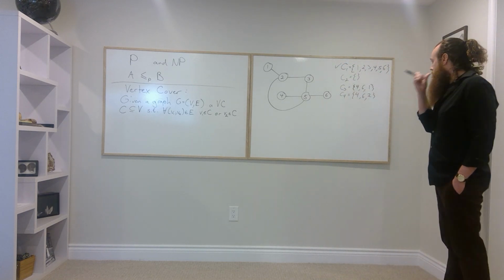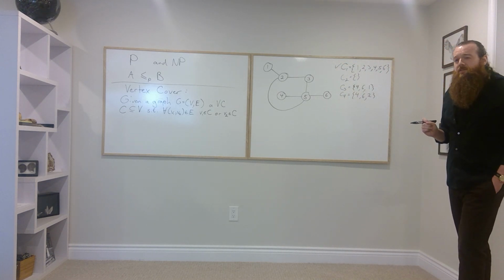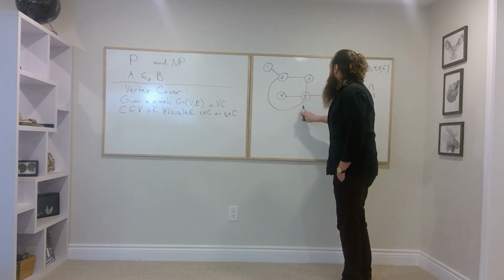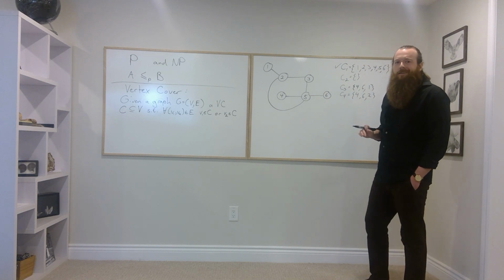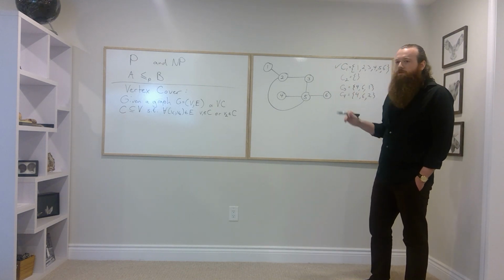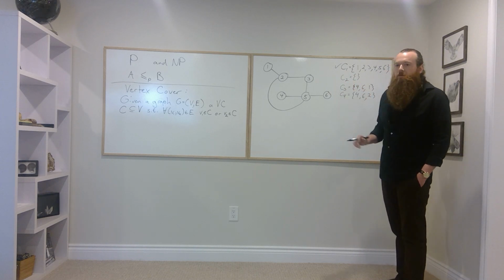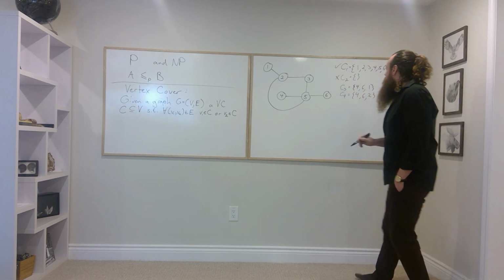That's a vertex cover. Is the empty set a vertex cover? Nah, it's not. Take any edge, take your pick, whatever one, it's not covered. Neither its source nor its target is in the empty set. Therefore, the empty set is not a vertex cover.